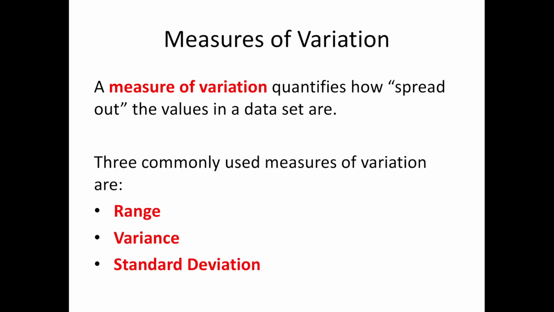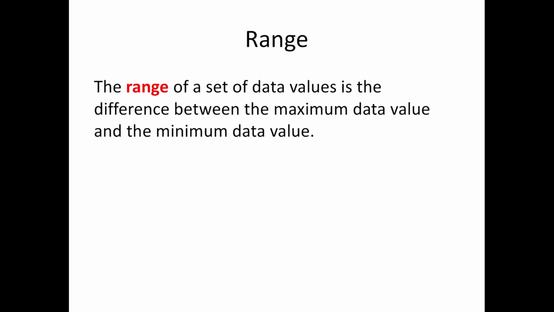Three commonly used measures of variation are the range, the variance, and the standard deviation. A fourth measure, the interquartile range, or the IQR, will be discussed in class. So first, the range of a set of data values is the difference between the maximum data value and the minimum data value. Important to note it's max minus min, so that means we need to sort our data set, just like when finding the median. You don't just want to take the last value and subtract from that the first value. This should be a non-negative result.